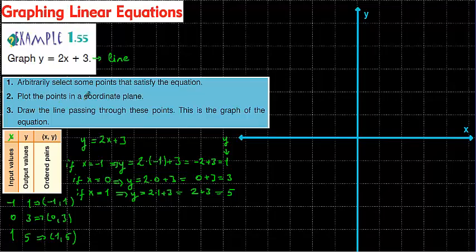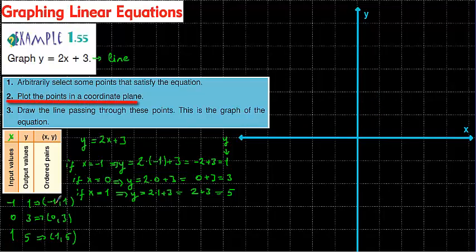This is the second step. In the second step, I'm going to plot the points in the coordinate plane.